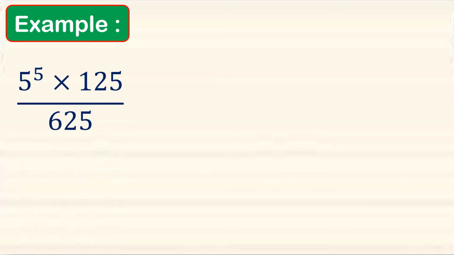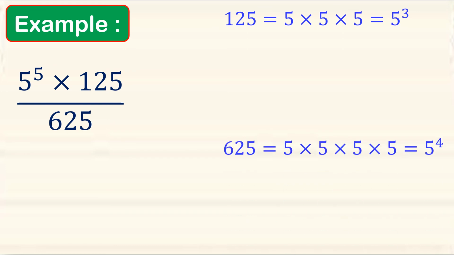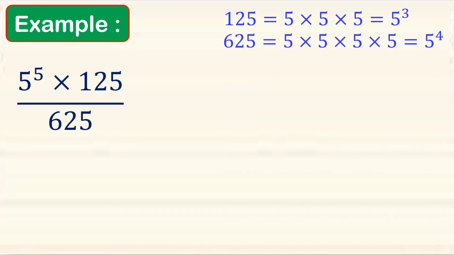Now let us have another one. What if we have 5 to the 5th times 125 over 625? So take note that 125 can be written as 5 times 5 times 5 or 5 to the 3rd. And 625 can be written as 5 times 5 times 5 times 5. So we are going to multiply 5 four times by itself. So it can be written as 5 to the 4th.